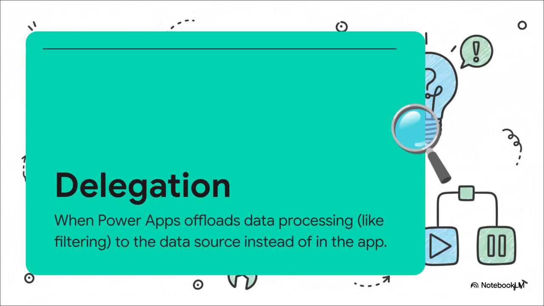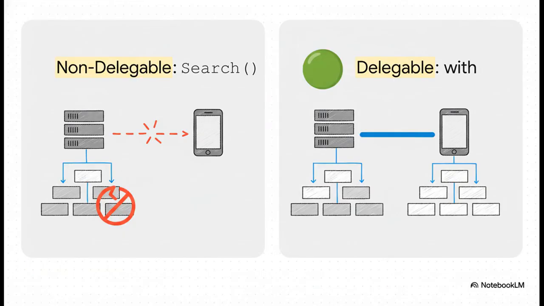It's the absolute key to making apps perform well with large data sets. And here you can see the problem and the solution side by side. The search function, it often isn't delegable. On a small test list, it seems to work just fine. But then, in production, once you go over your data row limit, records just start silently disappearing. No warning, no error, they're just gone.